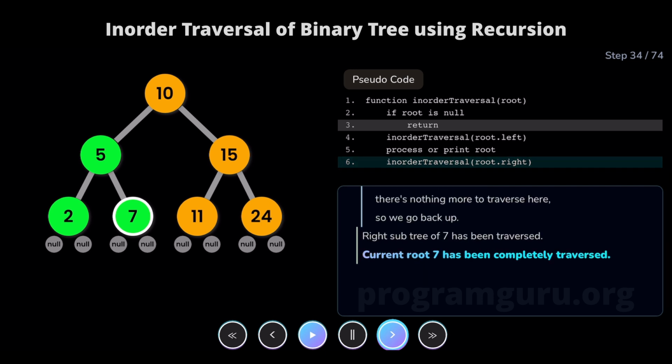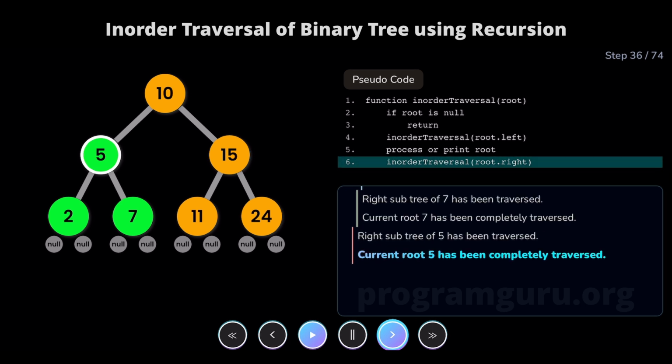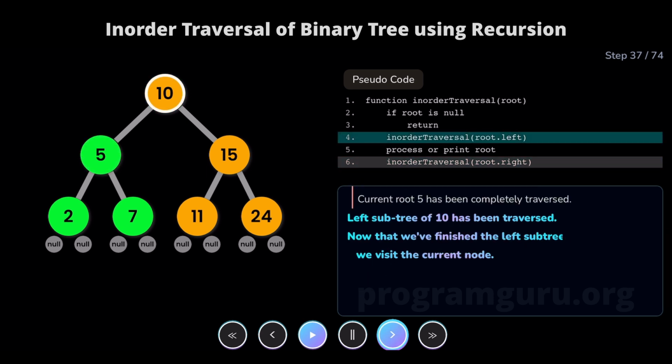Current root 7 has been completely traversed. Right subtree of 5 has been traversed. Current root 5 has been completely traversed. Left subtree of 10 has been traversed.